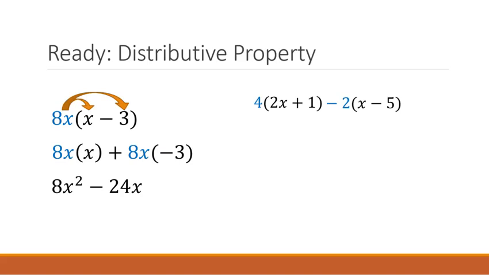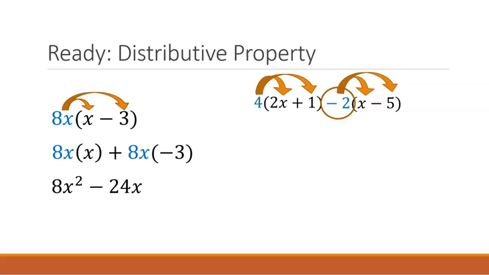The examples in this Ready will require you to use the distributive property twice with two different numbers that are being multiplied into sets of parentheses. These problems are actually joined by an addition or subtraction sign between the two expressions.